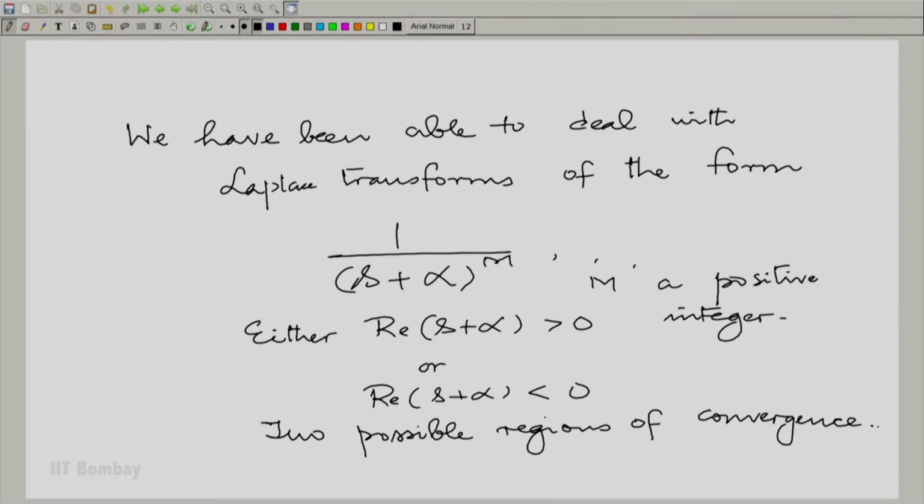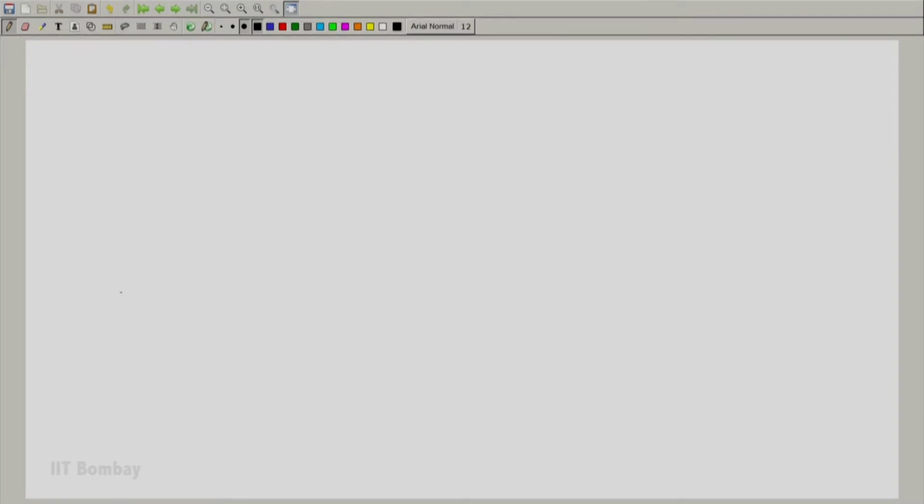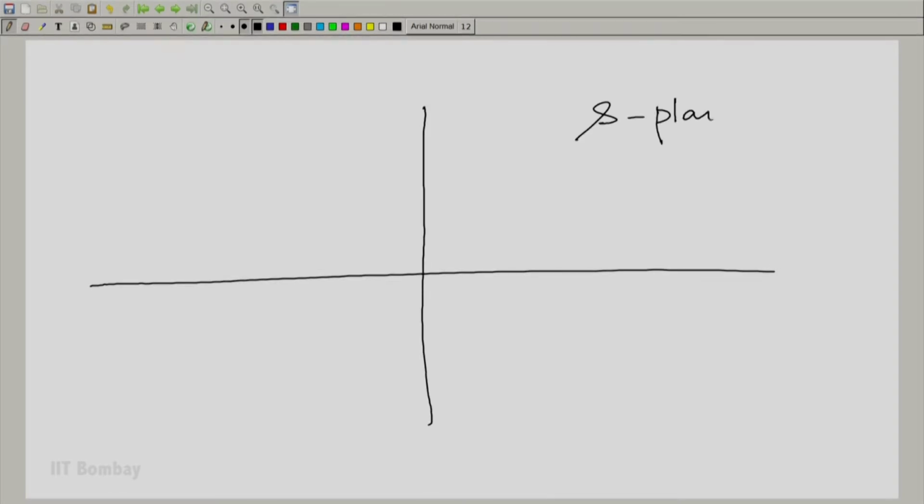Now, there is a very simple principle to associate these with the so-called right sided and the so-called left sided signals. So, let us sketch alpha in the S plane wherever it lies. So, this is the S plane, let us say alpha is somewhere here. I am not necessarily talking about a real alpha. So, this is the real part of alpha and this is the imaginary part of alpha.